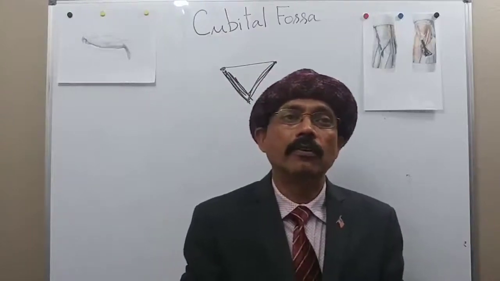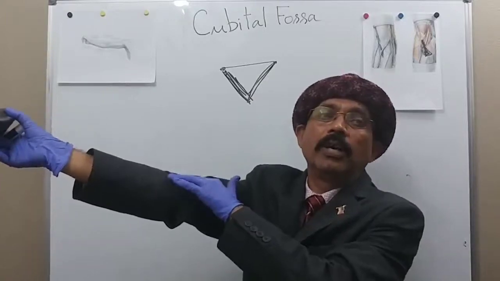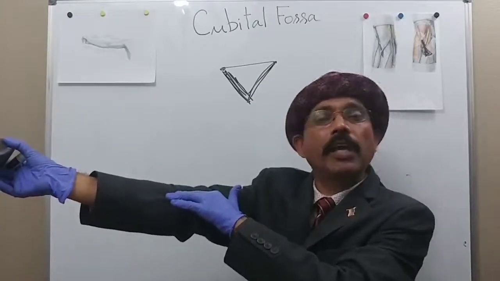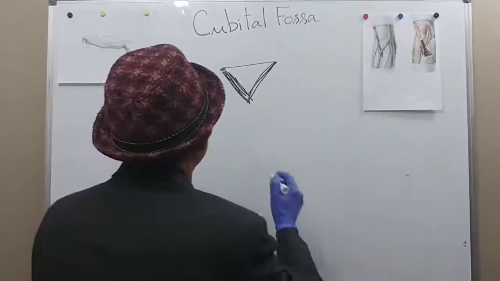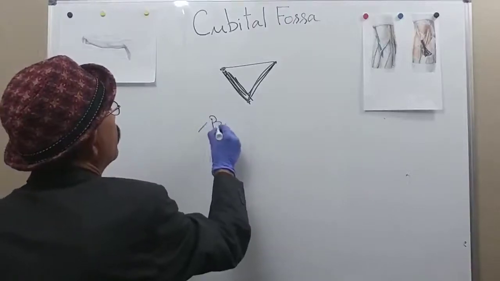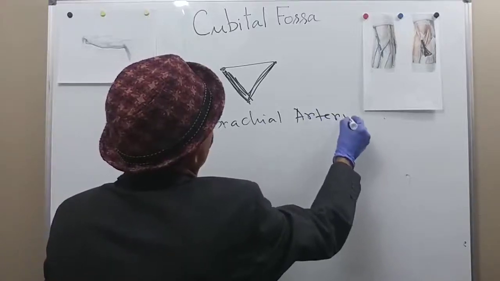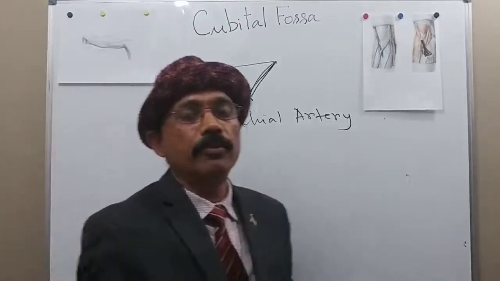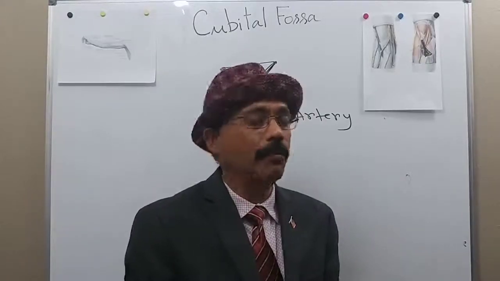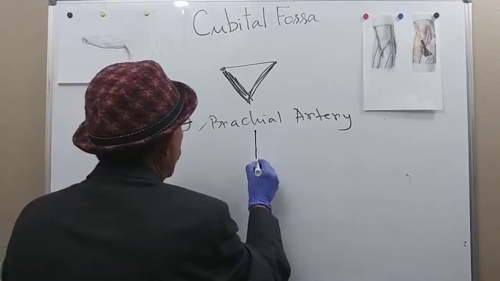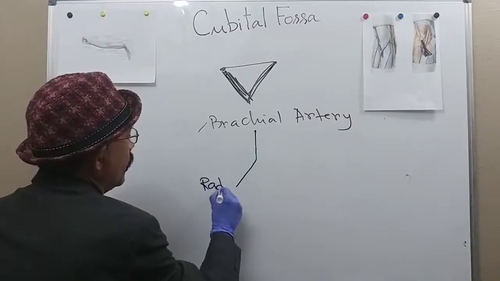Content from lateral to medial: radial nerve, biceps tendon, brachial artery, and its bifurcation. Brachial artery, you have to now consider the content. One of the content is brachial artery. Okay. Brachial artery is a continuation of the axillary artery. Brachial artery bifurcates in the cubital fossa into one is the ulnar artery, another is the radial artery.